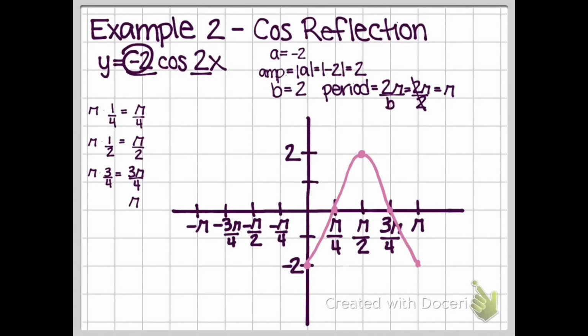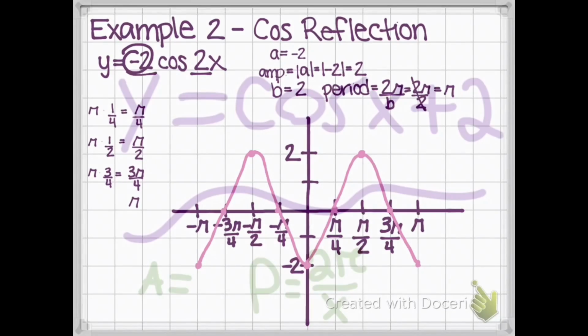Now we're going to do the same on the other side. We're going to go up to negative pi over 4, up to the 2, back down to the negative 3 pi over 4, and down to negative pi. And do the same thing and draw over those. And this would be an example of a cosine reflection for the problem y is equal to negative 2 cosine 2x with 2 periods.